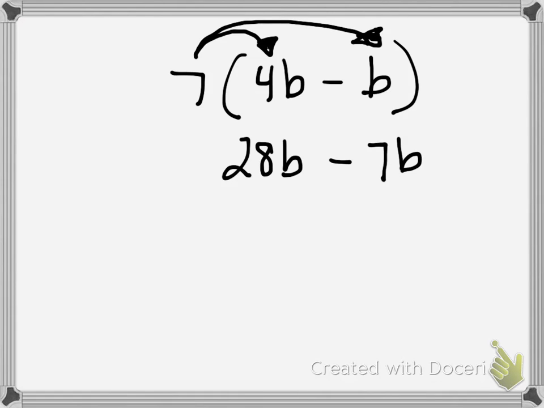And here I could actually do one more step now. I have 28b's right here, and I'm subtracting 7b's right here. Well, 28 minus 7 is 21, and I can actually do this because they both have this b variable. So my final answer here would be 21b.